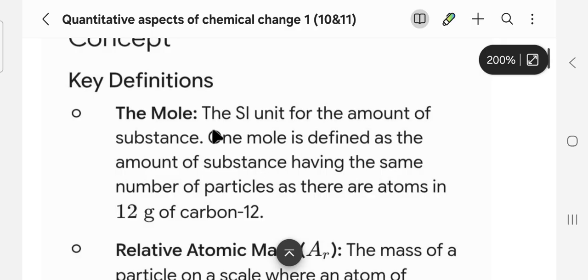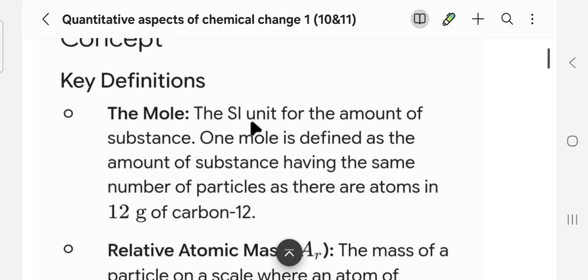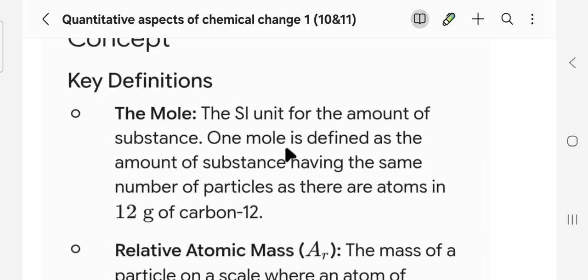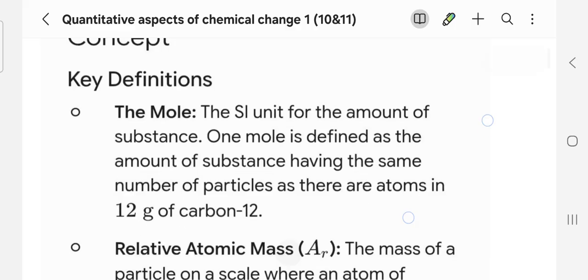And we now see that 1 mole is defined as the amount of substance having the same number of particles as the atoms in 12 grams of carbon-12. So we said we have the mole, the SI unit, and we have 1 mole, and 1 mole is pretty much the amount of substance which has the same number of particles as the atoms in 12 grams of carbon-12. So those are the first parts of our definitions.